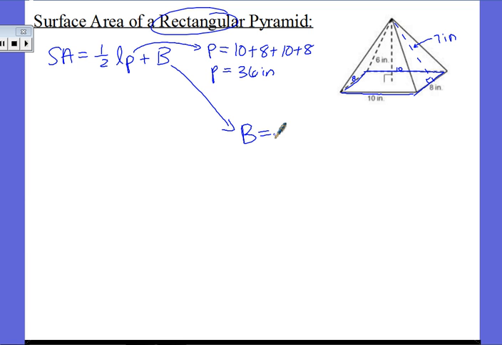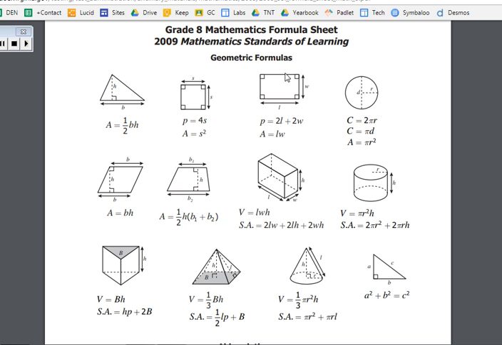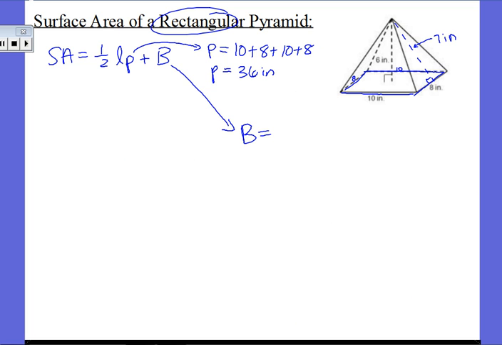Then we need to calculate area of the base, so that's capital B. My base again is a rectangle, so I look on my formula sheet and find the rectangle. The rectangle says area is length times width, so we do capital B is length times width. My length and width are 10 and 8, so we substitute those in, 10 times 8, and then we get our base area as 80 squared inches.